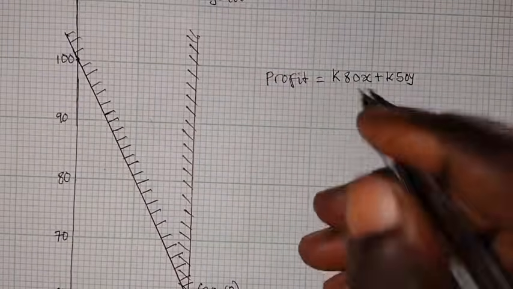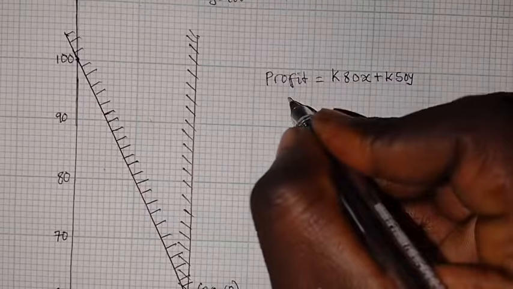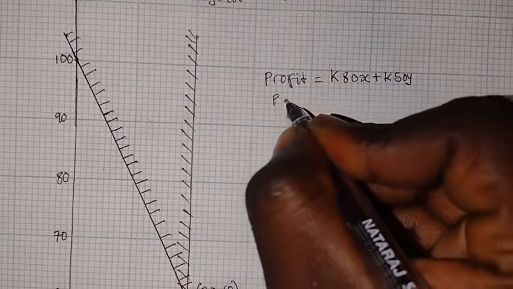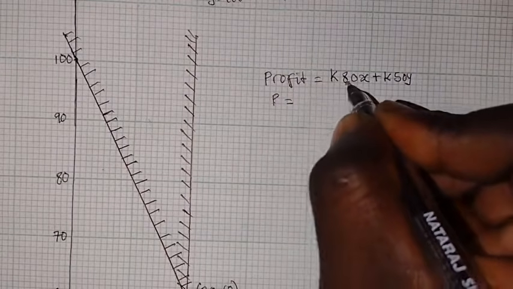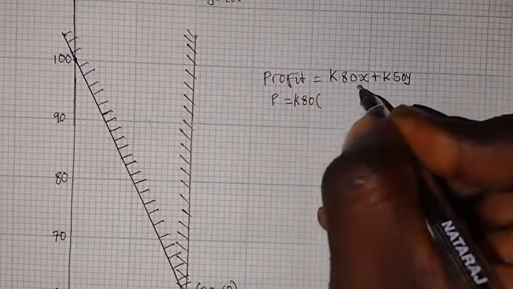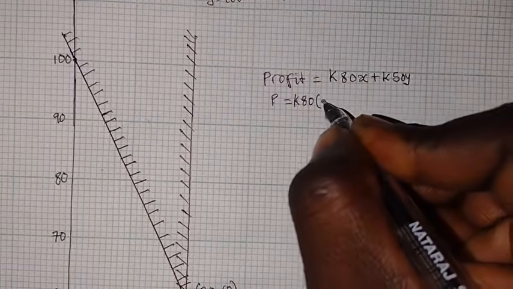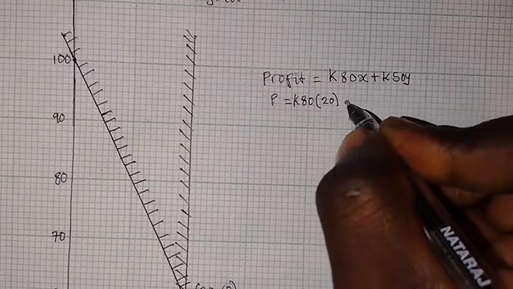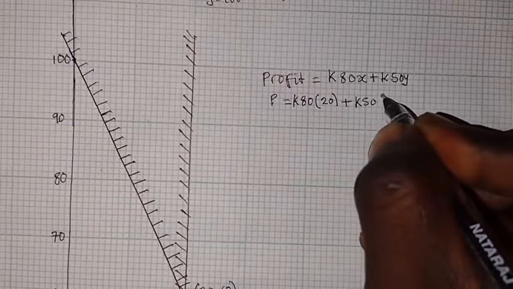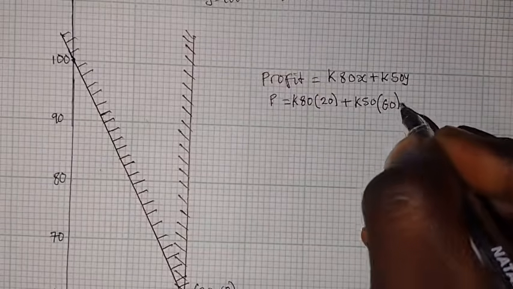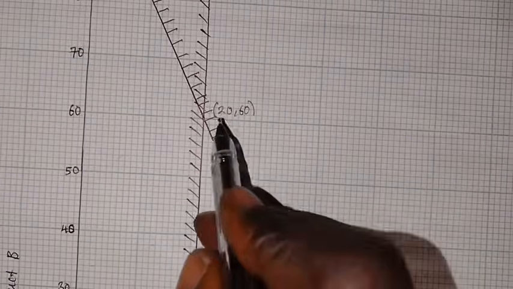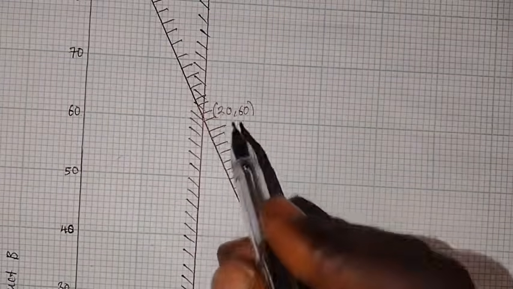So the first one that we have is 20, 60. We can say profit equal to 80, then where there is x, we put a 20. Then plus 50, where there is a y, we put a 60. So this is for the first coordinate, 20, 60. This is x, this is y.